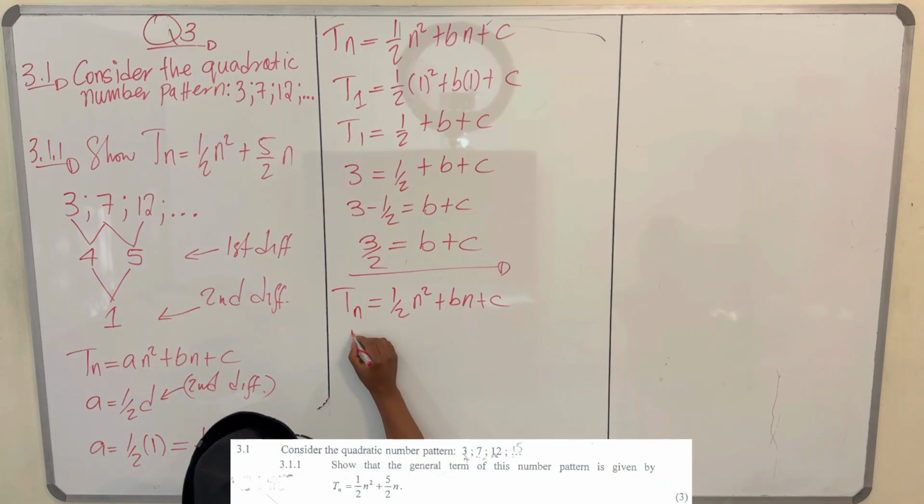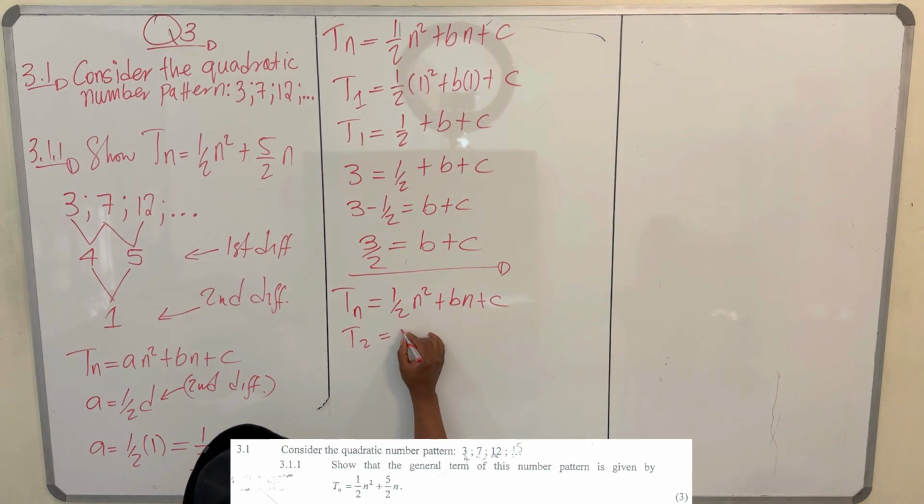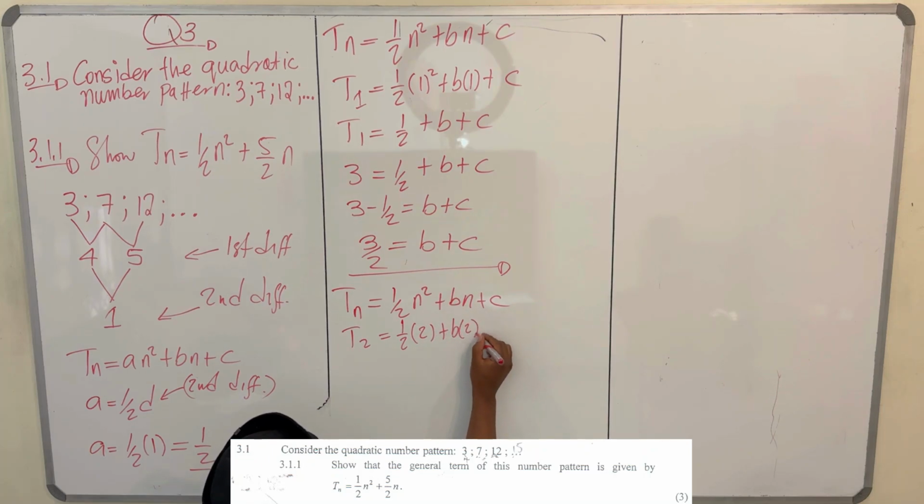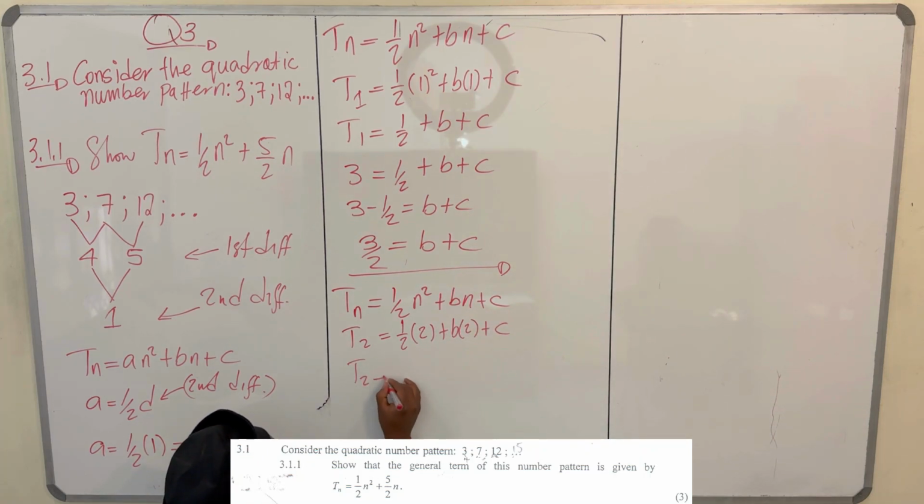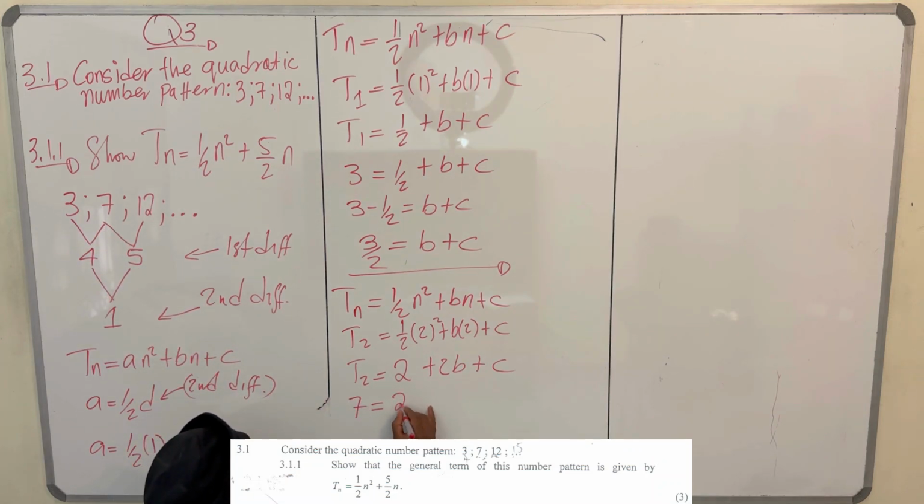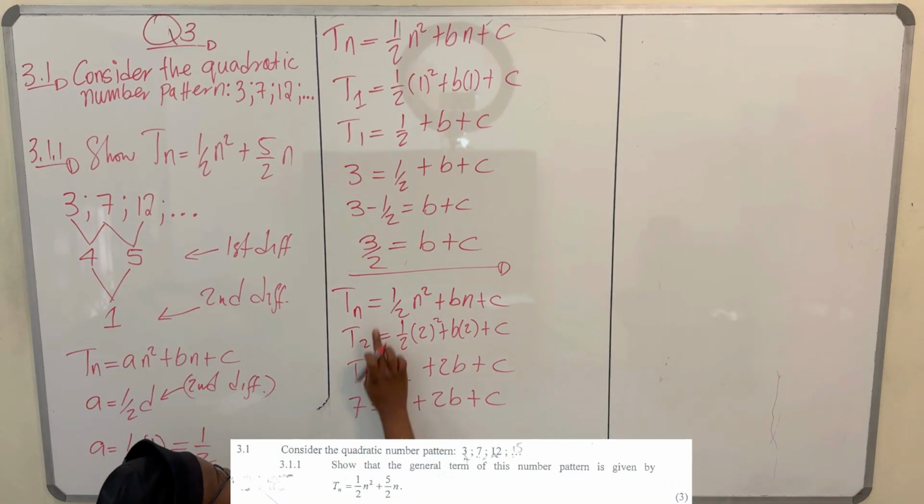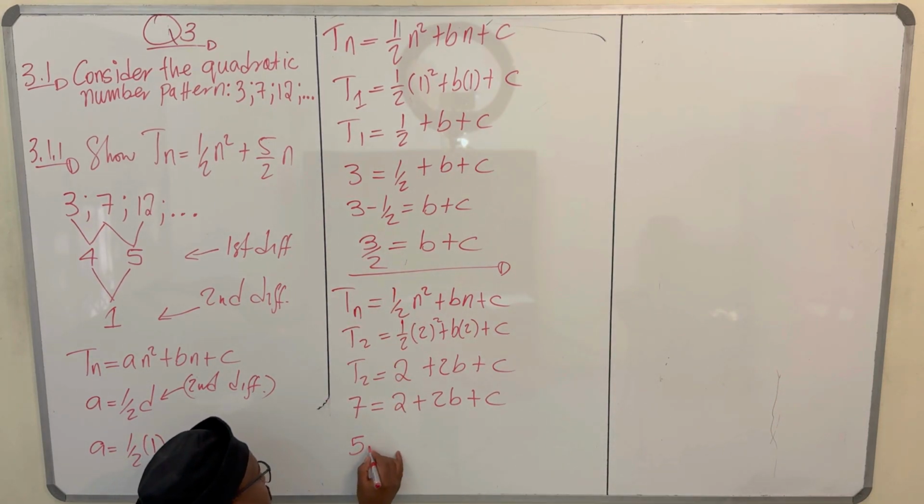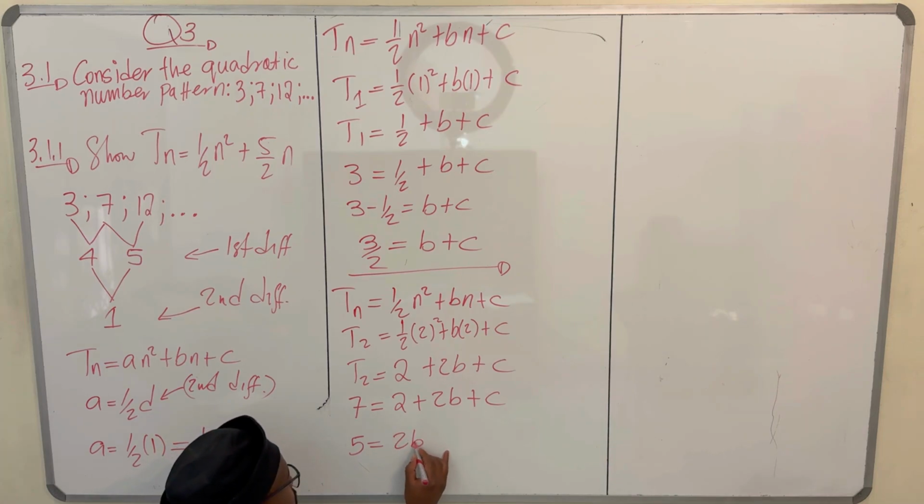So your T2 is equal to half, put 2 there, plus b times 2 plus c. This should be squared, so punch this on your calculator, this is 4. 4 times a half is 2, plus 2b plus c. But your T2 is equal to 7. So you can say 7 is equal to 2 plus 2b plus c. Then take the numbers to the same side, the way you did here. So you get that 5 is equal to 2b plus c.